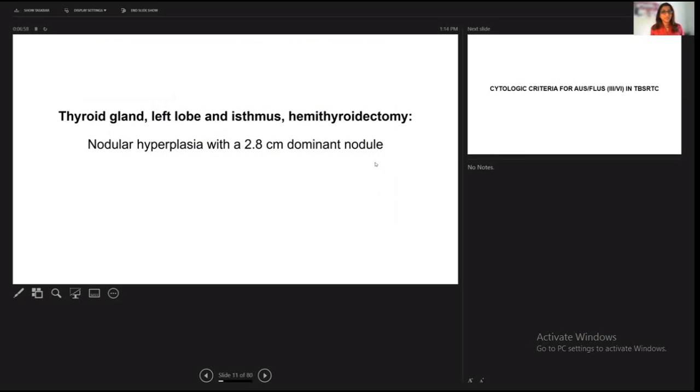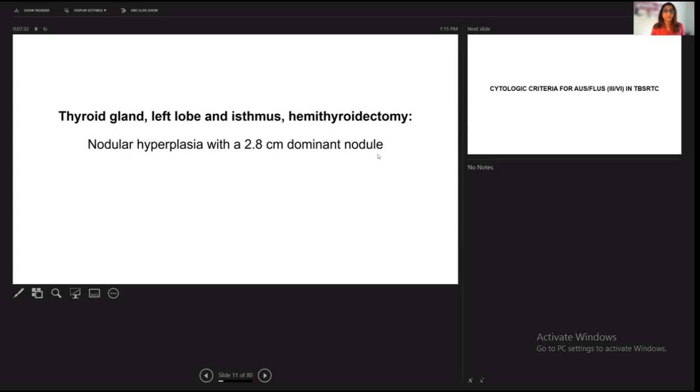The surgical resection was signed out as nodular hyperplasia with a 2.8 centimeter dominant nodule. So this is an example of where a FLUS category should probably not be used, because as you can see from my original picture, the microfollicles were very limited, very few in a large sea of blood. So, in this instance, probably if it is neoplastic, it would have given cells or more microfollicles.